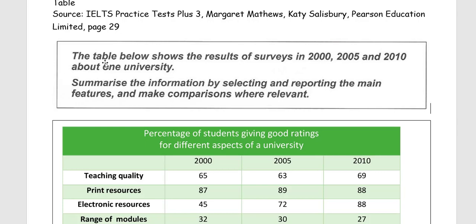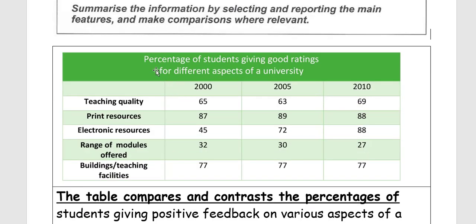The table below shows the results of surveys in 2000, 2005, and 2010 about one university. Summarize the information by selecting and reporting the main features and make comparisons where relevant. So we have the percentage of students giving good ratings for different aspects of a university. And we have several categories here: teaching quality, print resources, electronic resources, range of modules offered, buildings, teaching facilities. And we have 3 specific years: 2000, 2005, and 2010.